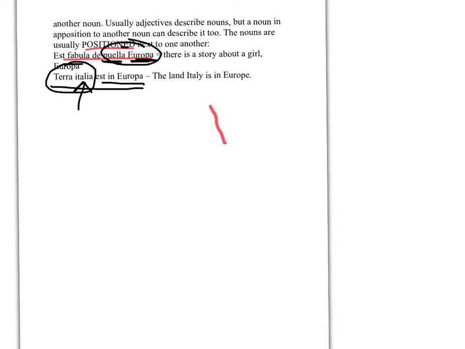Terra is a noun and Italia is a noun. The two nouns are positioned next to each other, which is called apposition. And that means that the one noun essentially describes the other noun. There's a land, which we call Italy, and it is in Europe. Terra and Italia more or less function as noun and adjective to one another. The land, Italy, is in Europe.